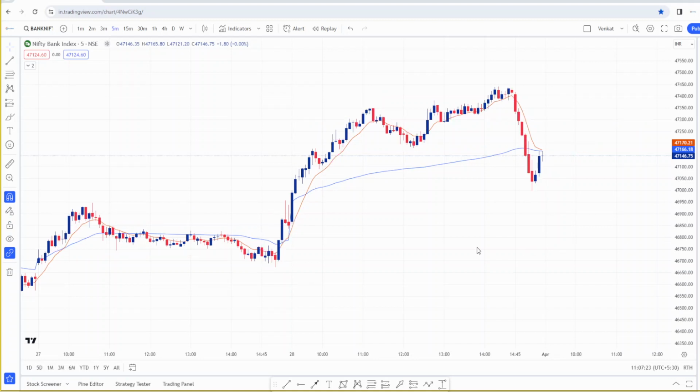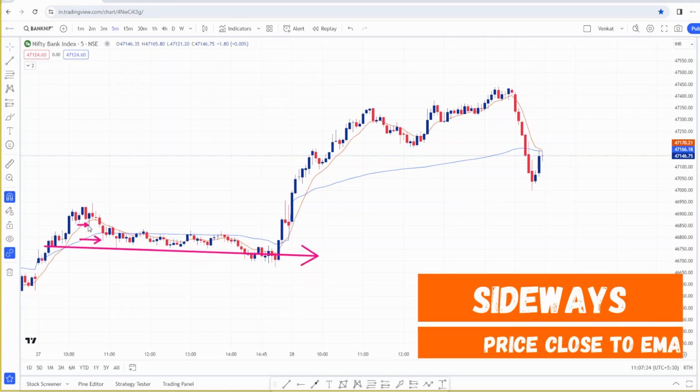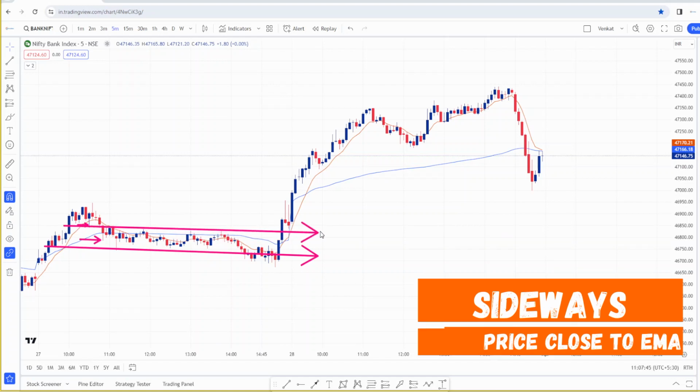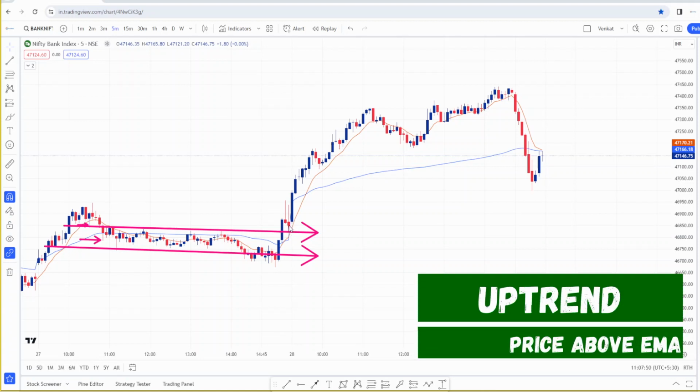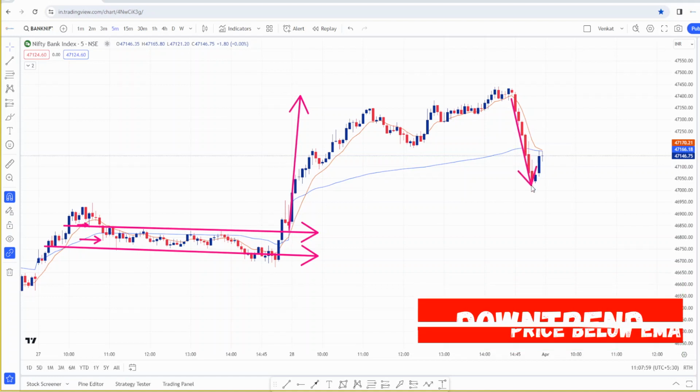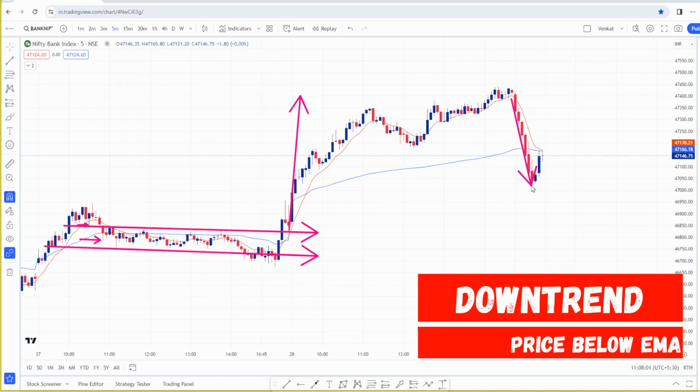So using these indicators, we can also identify the trend. If the market is moving in between these two indicators, this is one indicator, this is the second indicator, which I will show you in the video, then we have to treat this as a sideways market. One indicator is the moving average. If the market is moving away from the moving average on the upside, then it is a long side market. If the market is moving below this moving average, then it is a downside market. These are the important points to be noted.